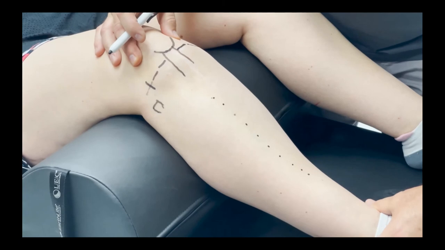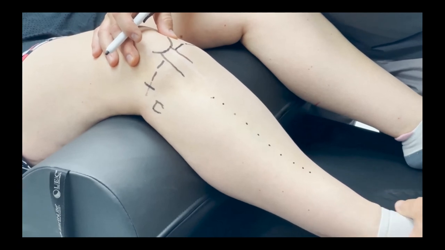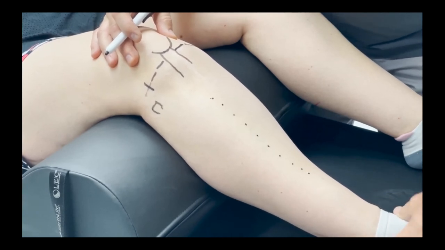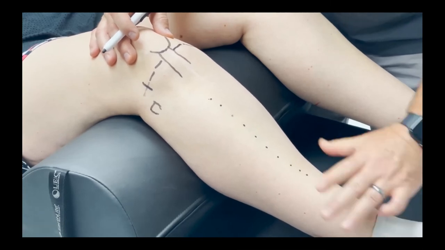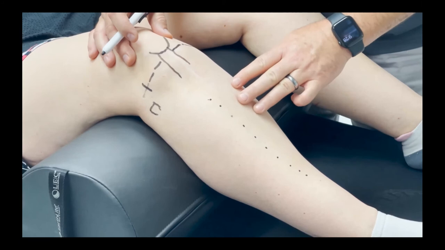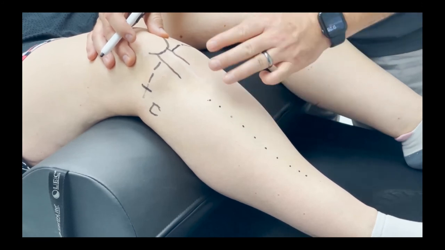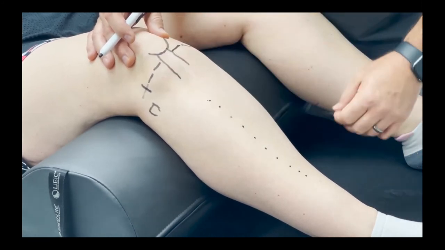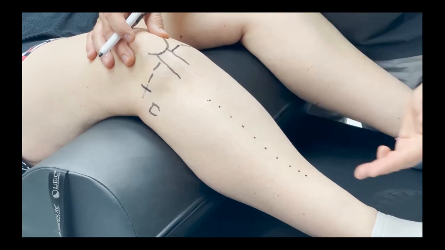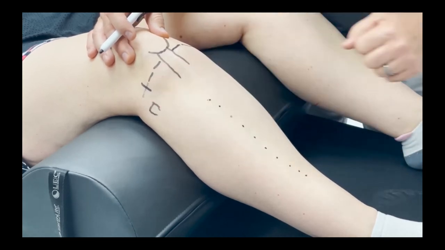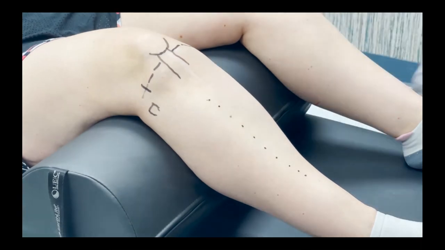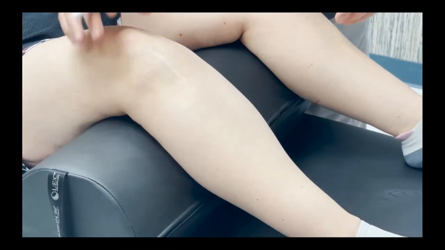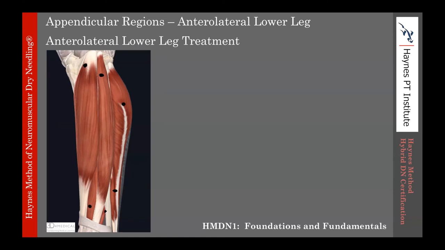I'm not going to draw it, but we also want to be able to identify our lateral malleolus and our medial malleolus. So a lot more surface anatomy that we'll get to whenever we get to the advanced portion of the knee and lower limb. For what we're going to do in this session, these structures give us everything that we need for surface. Okay, so the anterolateral lower leg treatment.